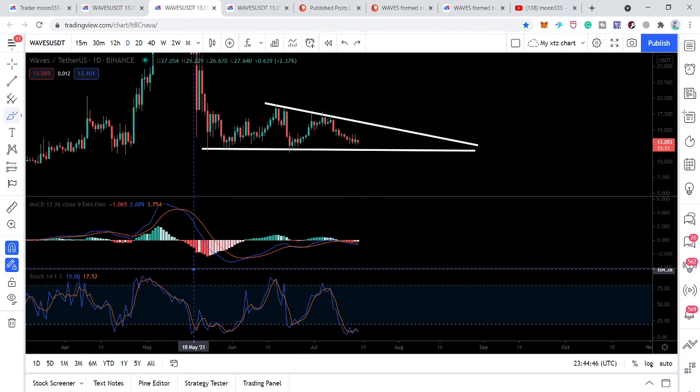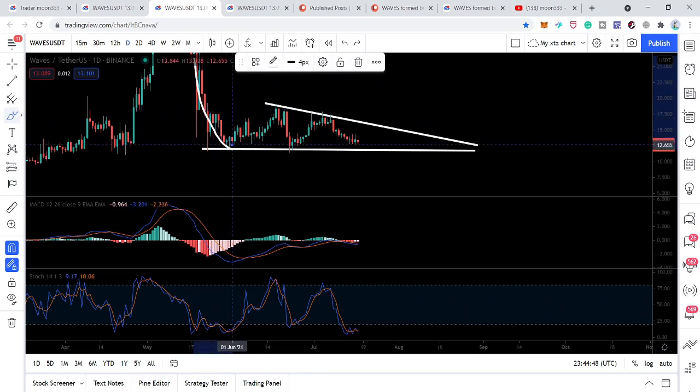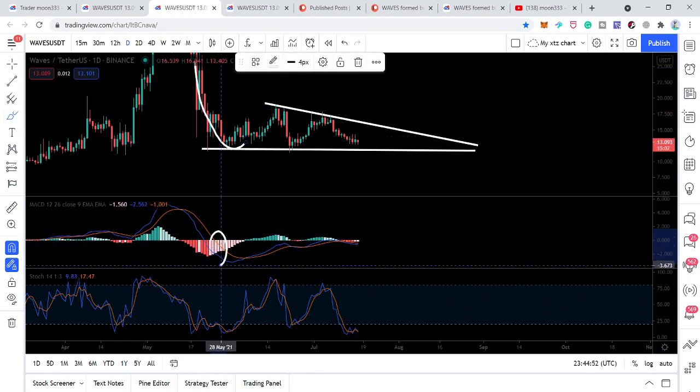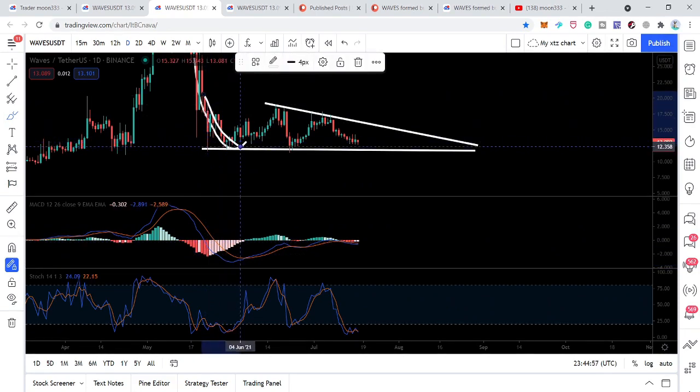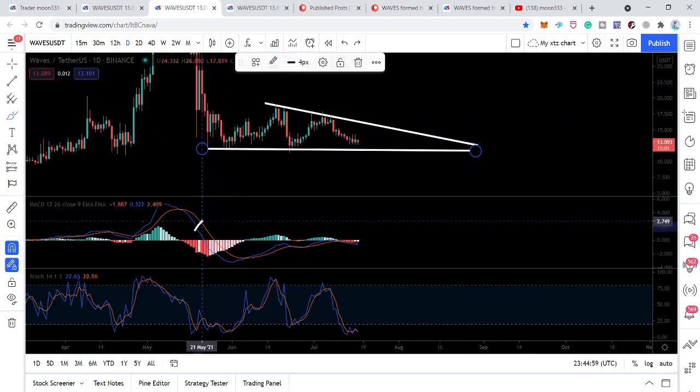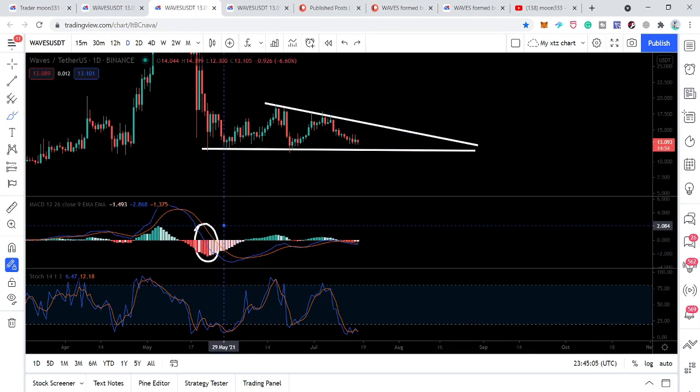Now you can see whenever the price line is moving at the support of this triangle, the MACD is giving us the bullish signal. For example, here the price action reached the support, and the MACD was previously very strong bearish, and then here the MACD turned weak bearish from strong bearish.